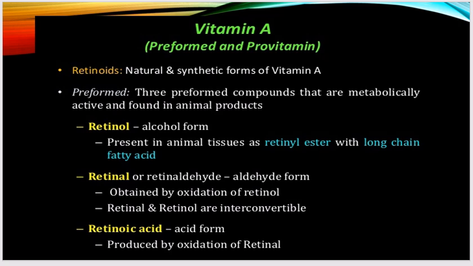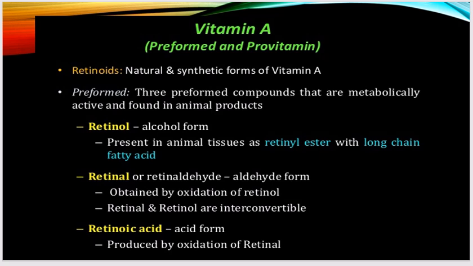Retinal, or retinaldehyde, is the aldehyde form of vitamin A. It is obtained by the oxidation of retinol. Retinal and retinol are both interconvertible. And the third one is retinoic acid. It is the acidic form. It is produced by the oxidation of retinal.